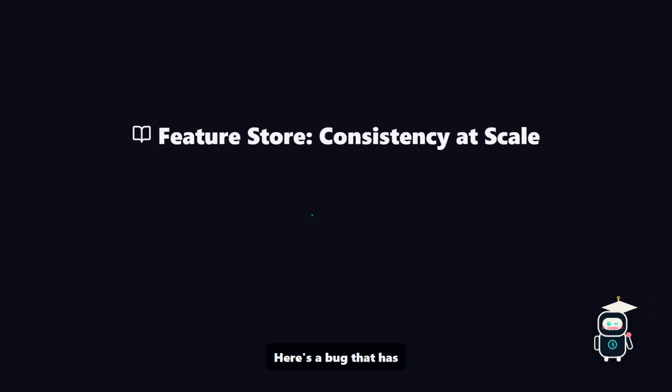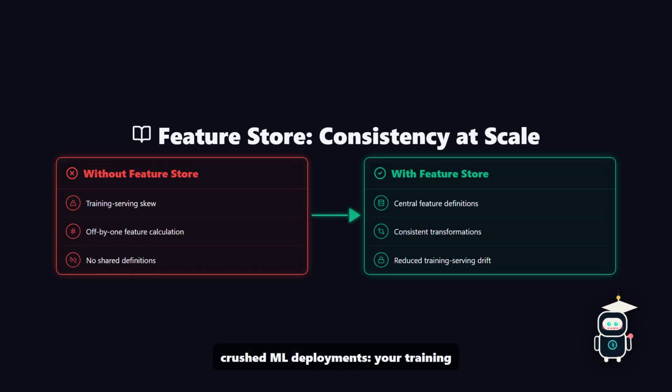Here's a bug that has crushed ML deployments. Your training pipeline calculates a days since last purchase feature one way, and your serving endpoint does it slightly differently. Suddenly, the model sees numbers it never trained on. That's training serving skew. A feature store can help mitigate this by centralizing feature definitions. When training reads from the feature store and serving reads from the same store, they apply the same transformations, reducing inconsistencies. No more off-by-one nightmares, or at least far fewer of them.